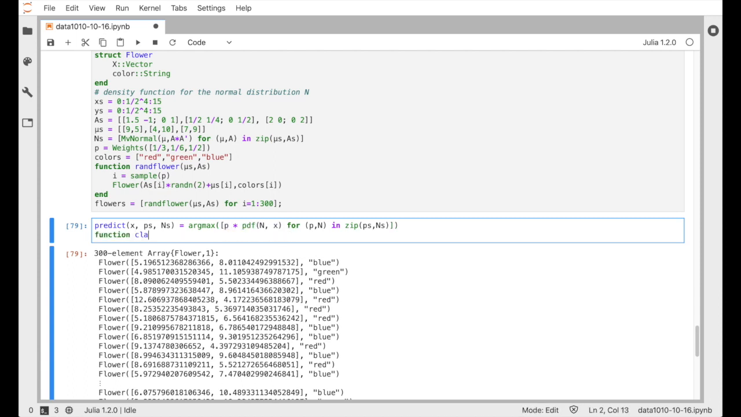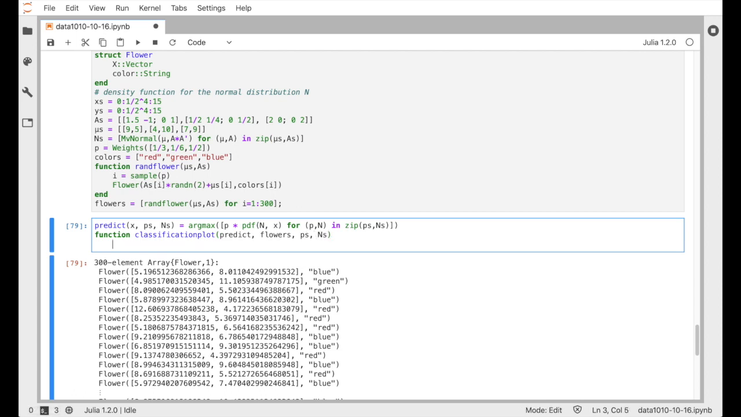Next, we'll make a function called classification plot, which makes our full plot for us. So it's going to take as its first argument a function which we'll call predict. Then it's going to take as its second argument a list of flowers, then a list of probabilities, and then a list of normal distributions.